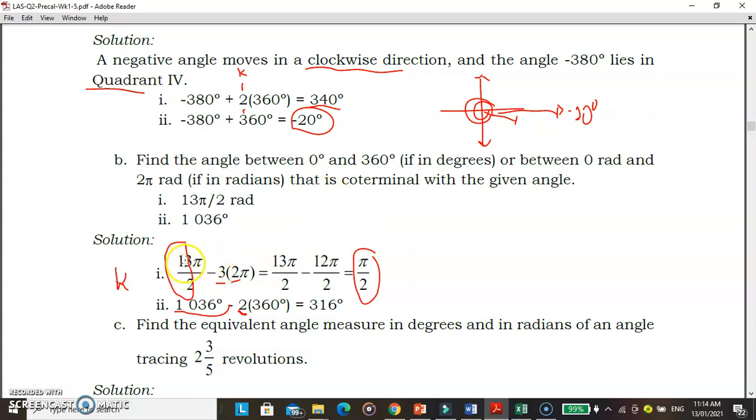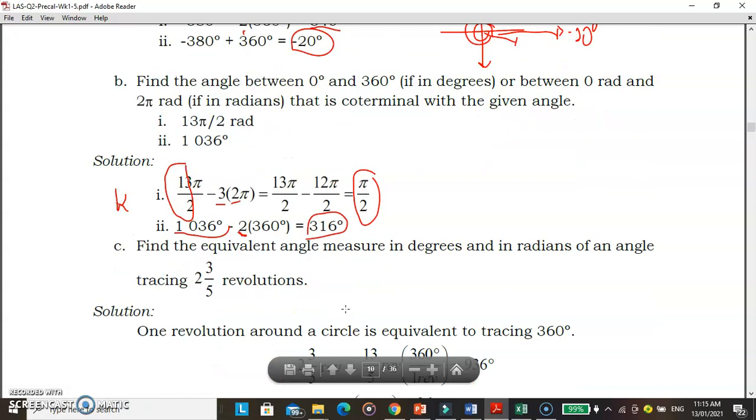We just divide it. Again, 13 over 2 is divided by 2. 13 over 2 is equal to 6.5, divided by 2, the answer is 3 point something. All we consider is the whole number only. So that is what we multiply here. The same with 1036, we divide it by 360 to know how many rotations it made, and the rotation is about 2.8 point something. We just consider the whole number. So that's why we obtain this 2 and operate with it, and we have the result.